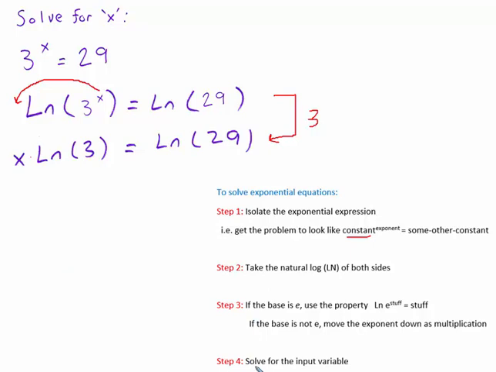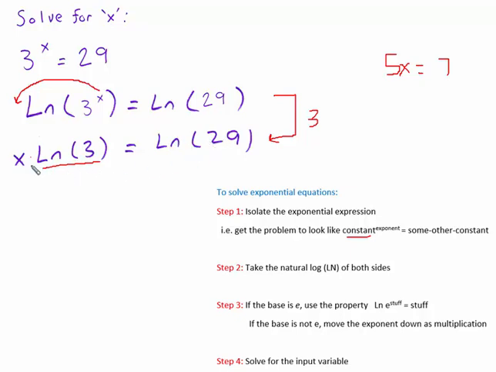Now, step 4, being a little vague, just says solve for the input variable. The reason I don't give precise directions here is because at this point in the class, you already know how to solve this kind of equation. We have some number times a variable equals another number. To solve this, you would do exactly what you would do if you had a linear equation such as 5x equals 7. You would simply say the 5 is being multiplied, you would divide both sides by 5. That's what's going on here, except this just isn't the number 5, and this over here isn't the number 7, but it's the same structure.